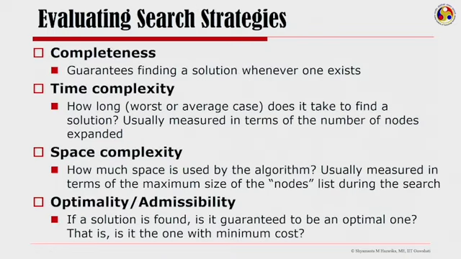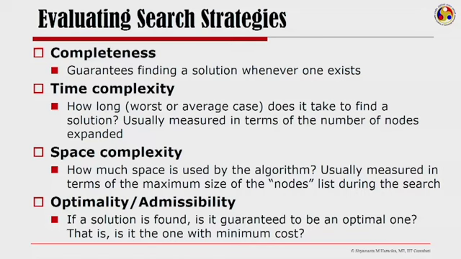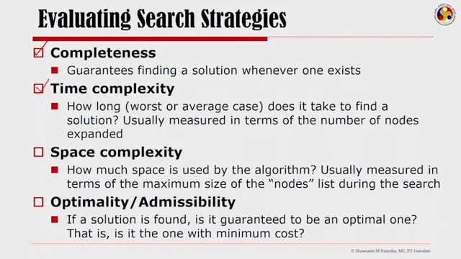So, how do we evaluate such search strategies? It is important to realize that we have many such searching techniques that we will discuss which are uninformed, but how do we evaluate such search strategies? There are four distinct metrics. One, we talk of completeness. Completeness is a guarantee of finding a solution whenever one exists. So, if a solution exists and your searching technique can find that solution, the technique is said to be complete. Next, we talk of time complexity, that is how long does it take to find a solution.